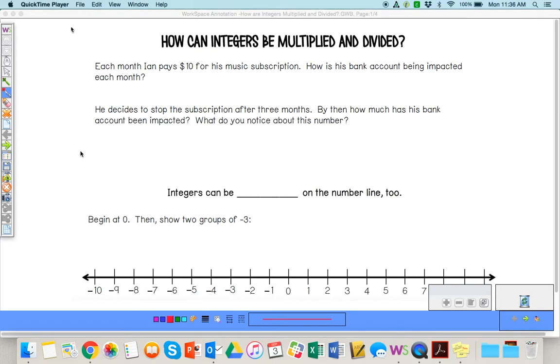So for this video, we are going to talk about how integers can be multiplied and divided. We're teaching multiplying and dividing together because they follow the exact same rule.